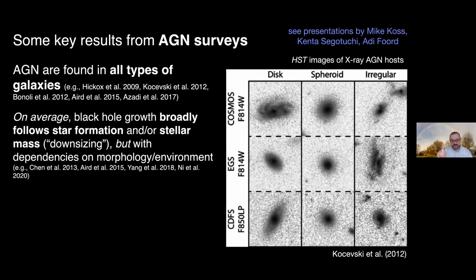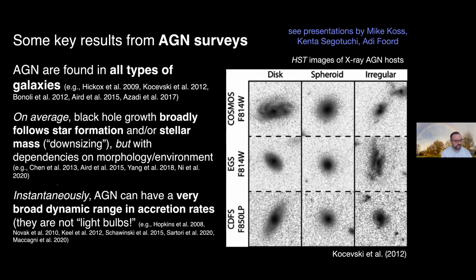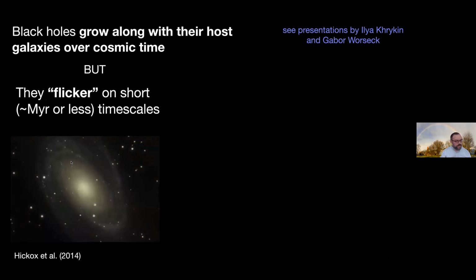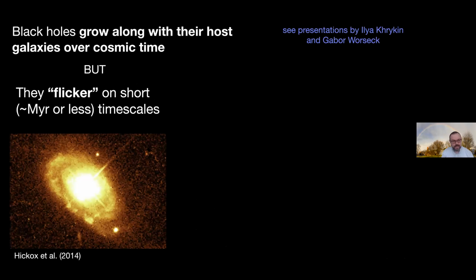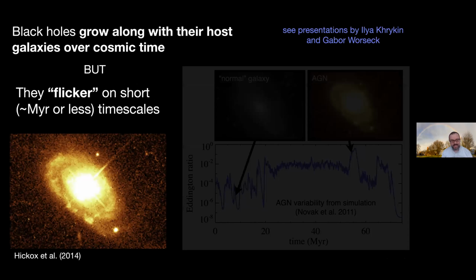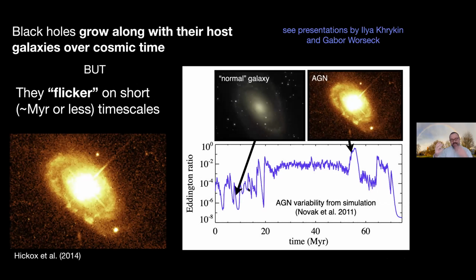But an important thing to keep in mind that hasn't been mentioned much so far at this conference is that instantaneously AGN can have a very broad range in accretion rates. They're not light bulbs. They flicker over a wide dynamic range. And so when you're looking at one particular galaxy, those timescales can be pretty short. So we have to think about this as a statistical problem, and understanding the exact lifetimes of AGN and how we map the long-term growth of black holes to the instantaneous things we observe is an important factor that we have to keep in mind. So that's the big picture.